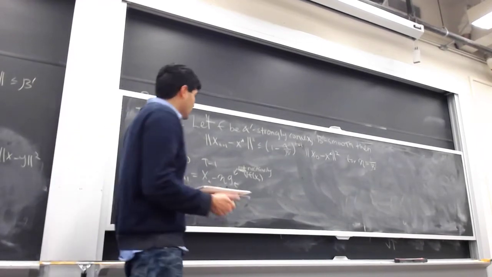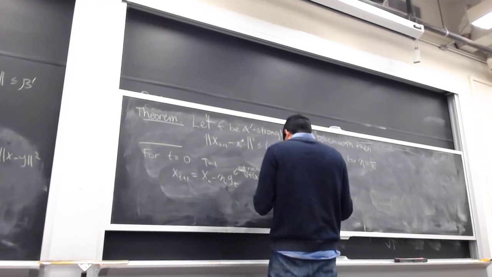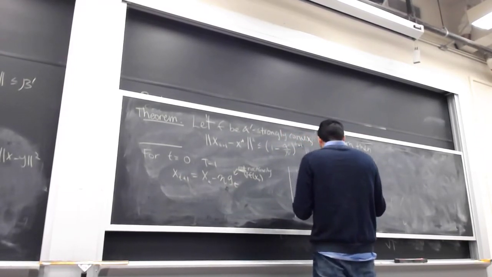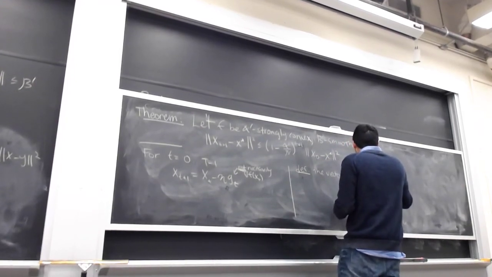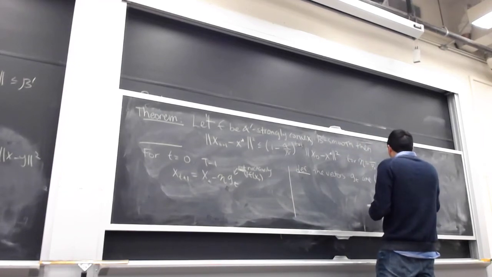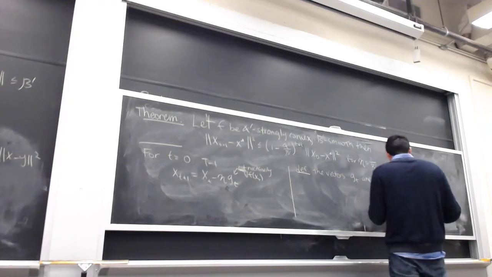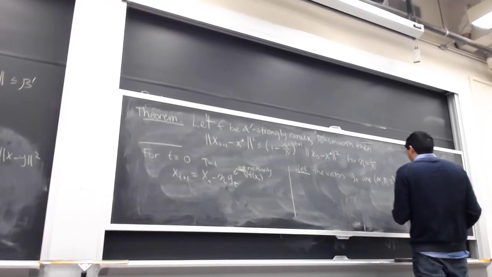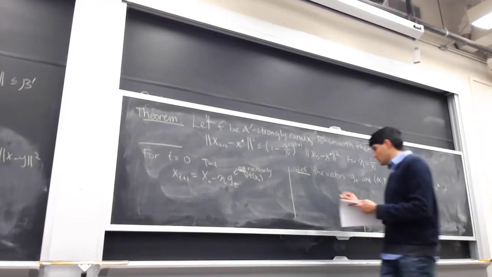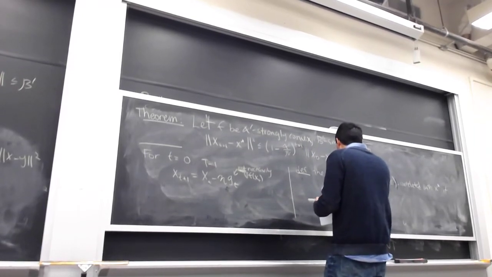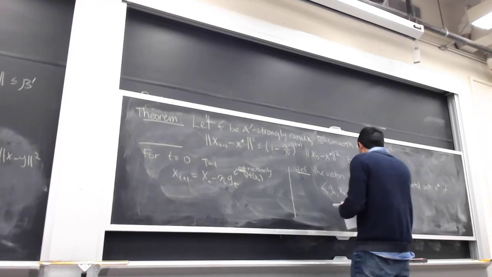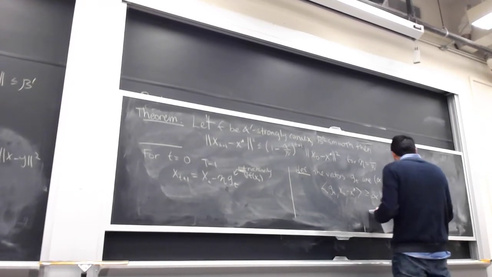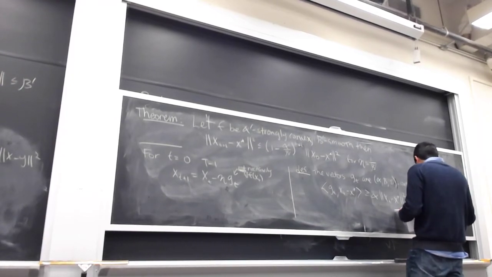So the key definition which we're going to use is the following. We'll say that the vectors gt are alpha, beta, epsilon correlated with x star if the inner product of gt with xt minus x star is at least alpha times xt minus x star squared plus beta times gt squared, minus epsilon.